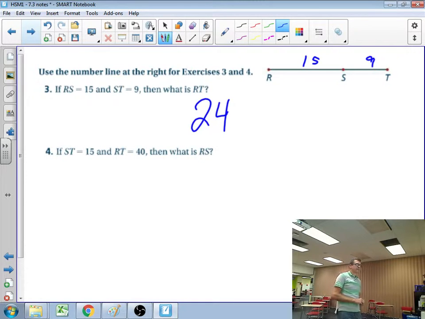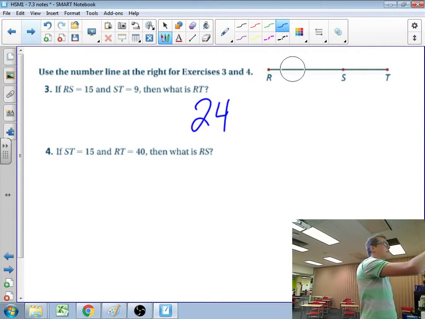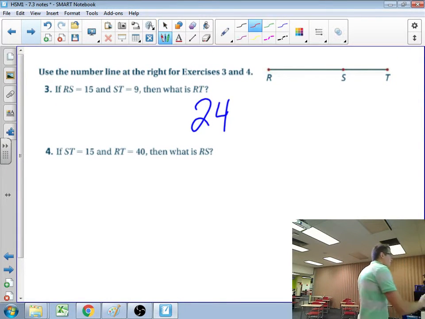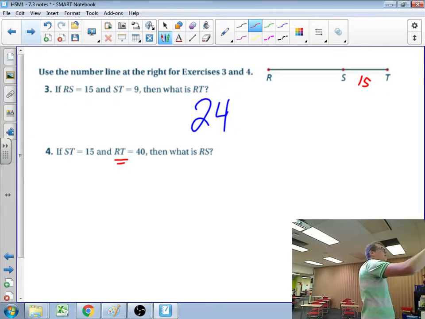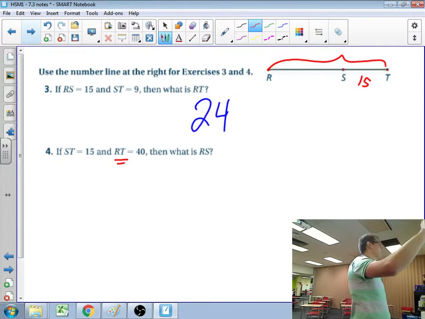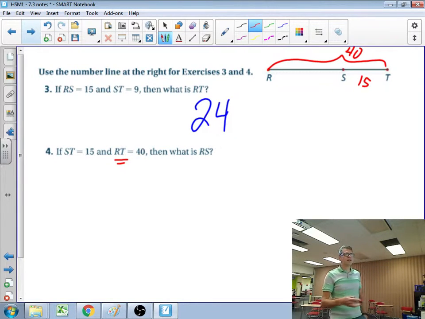Now, if ST is 15, so we've got to wipe this away. Now, if ST is 15, and RT, notice it's the whole length, so I actually like to notate that a little separately, is 40. Well, again, we know that that entire length was the sum, so what we have here is a difference problem now.